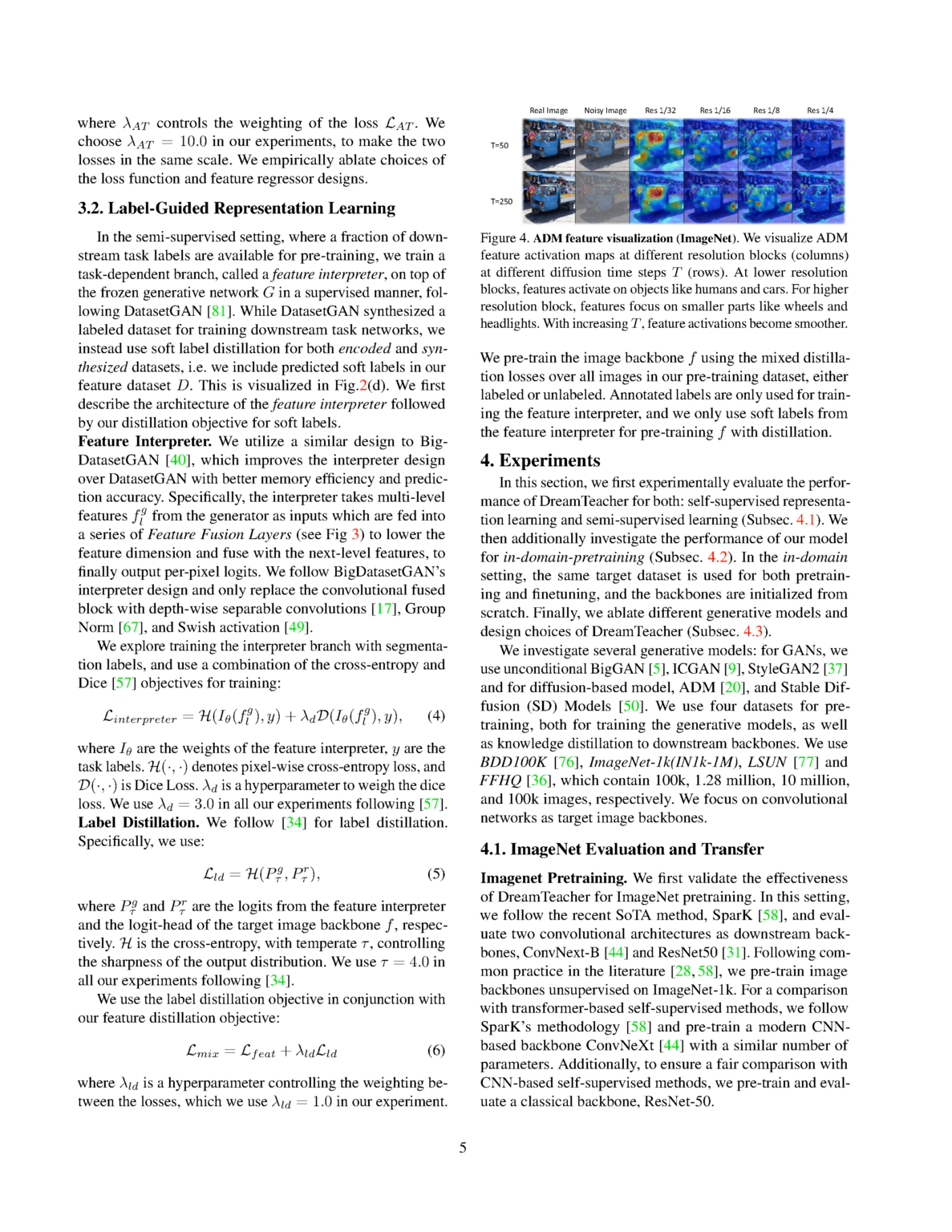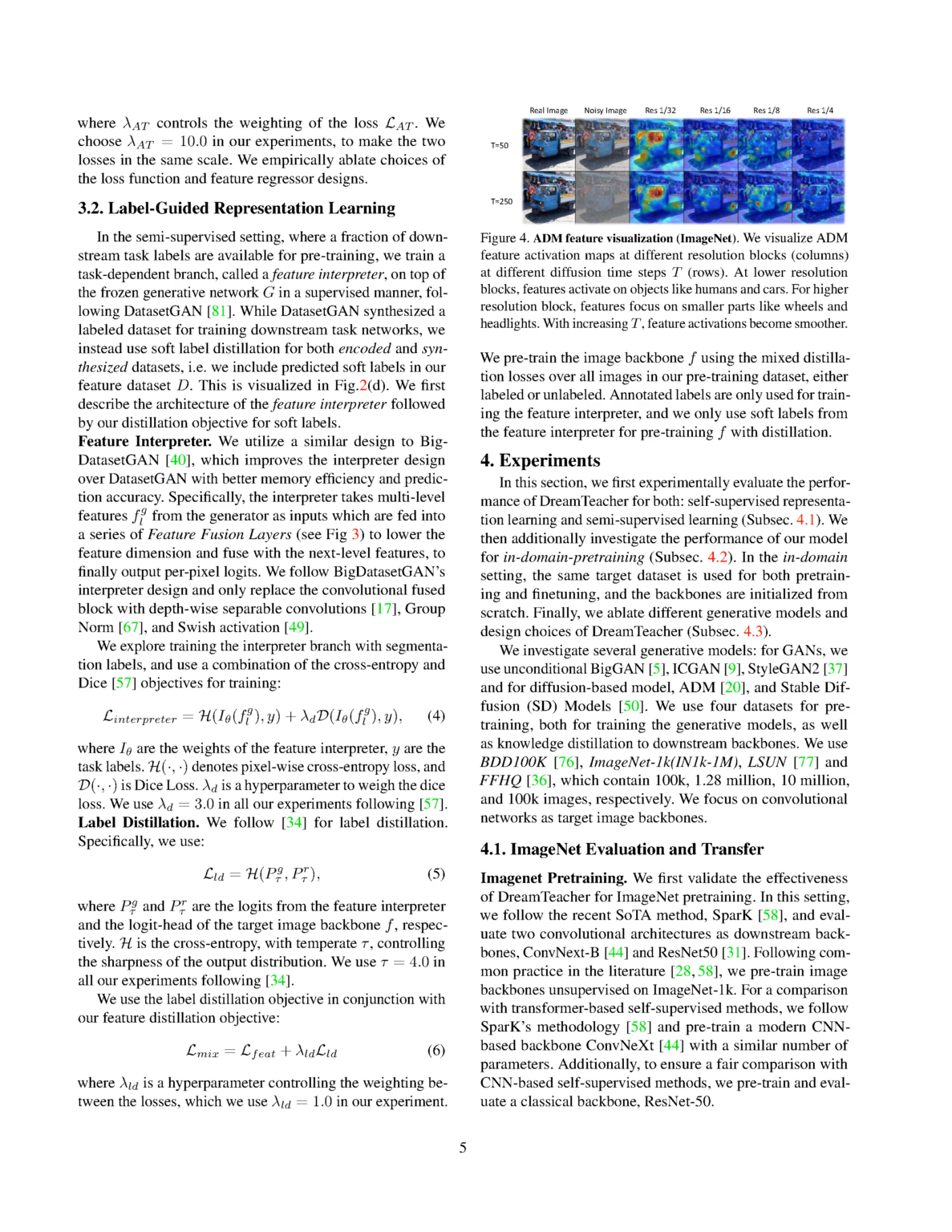For label distillation, we use a method that involves the cross-entropy of the logits from the feature interpreter and the logit head of the target image backbone. The temperature tau controls the sharpness of the output distribution, and we set tau to 4.0 in all our experiments. We combine the labeled distillation objective with our feature distillation objective to create a mixed distillation loss. Here, lambda_LD is a hyperparameter that controls the balance between the losses, and we set lambda_LD to 1.0 in our experiments.